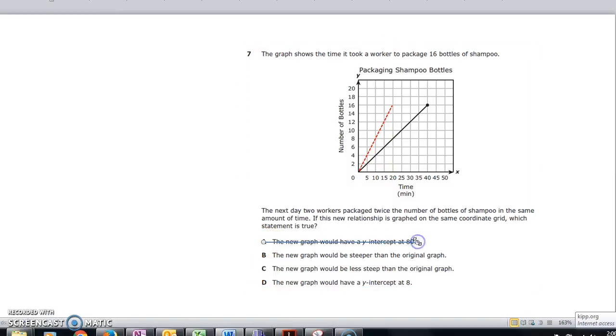B. The new graph would be steeper than the original graph. So now I'm talking about slope. When we talk about steepness, steepness always refers to slope. So if it's steeper, that means it's going to go up faster. So in my graph, yeah, it definitely looks like my graph is steeper because it's going up faster than this graph. Let's hold off on B and check out the others.